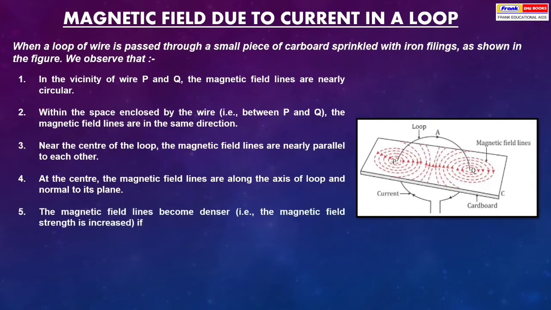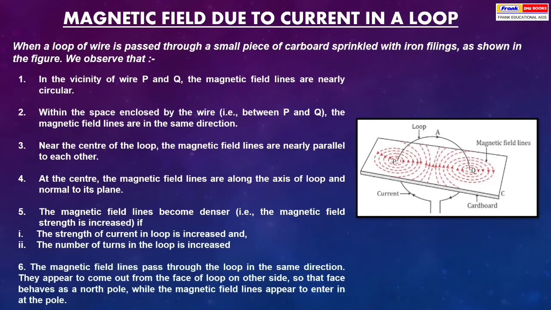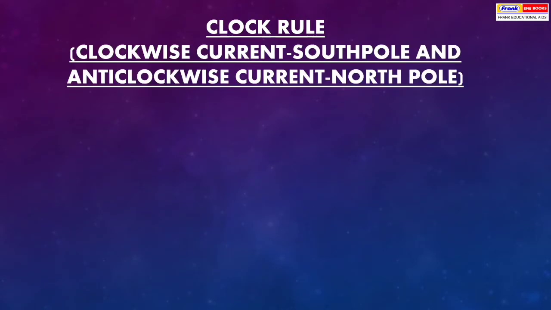The magnetic field lines become denser, that is, the magnetic field strength is increased, if the strength of the current in a loop is increased and the number of turns in the loop is increased. The magnetic field lines pass through the loop in the same direction. They appear to come out from the face of the loop on the other side, so that face behaves as a north pole, while the magnetic field lines appear to enter at the other pole. Clock rule.